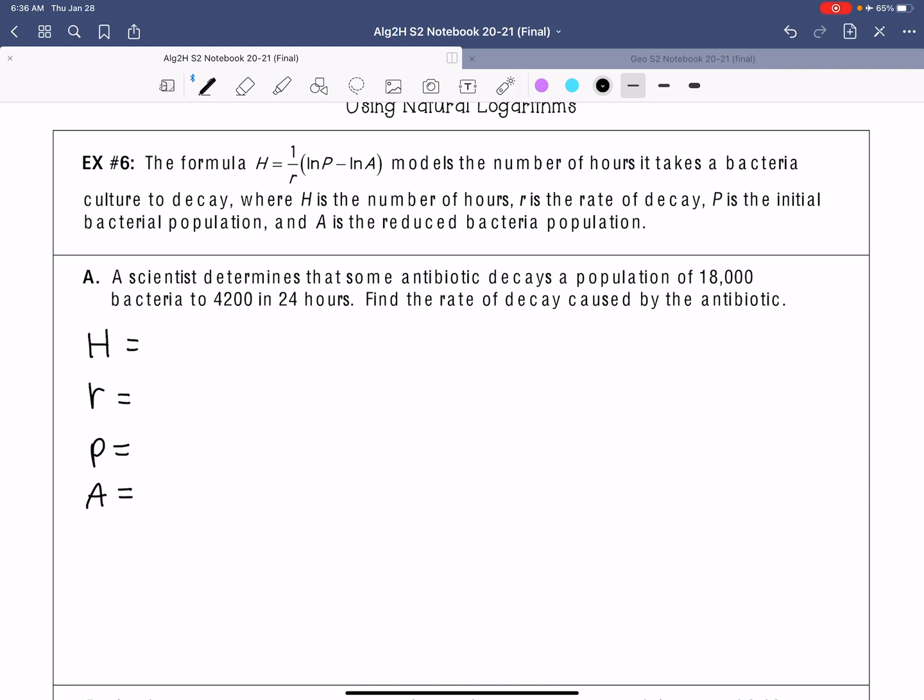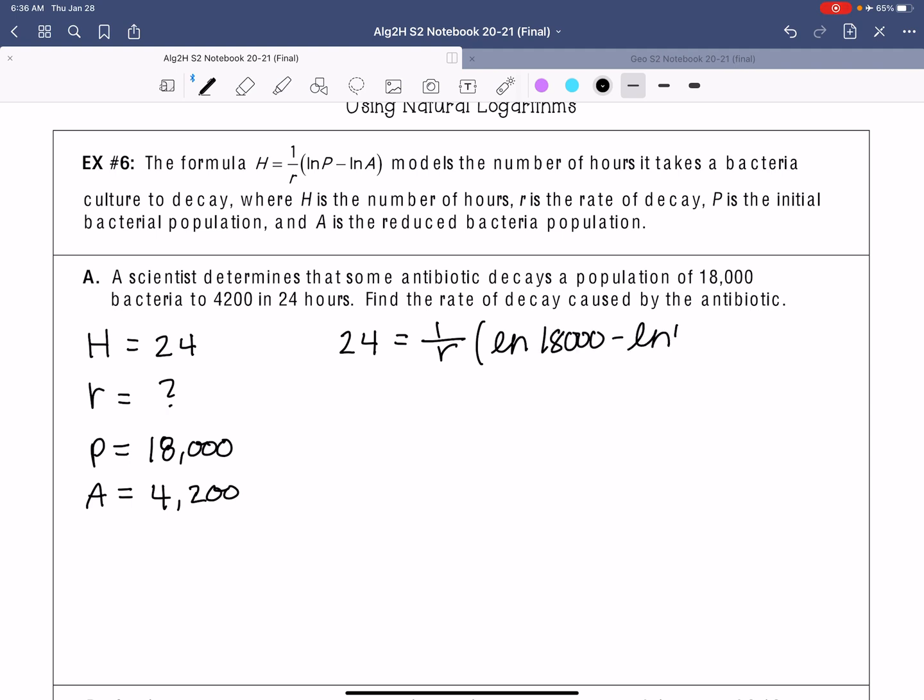So it says, a scientist determined some antibiotic decays a population of 18,000. So my starting point is 18,000, or my P. Bacteria to 4,200, so that would be my after population, in 24 hours, so that would be my H. Find the rate of decay, so we're looking for R. So we're just going to go ahead and plug into that formula. So we're going to have 24 equals 1 over R times the natural log of 18,000 minus the natural log of 4,200.